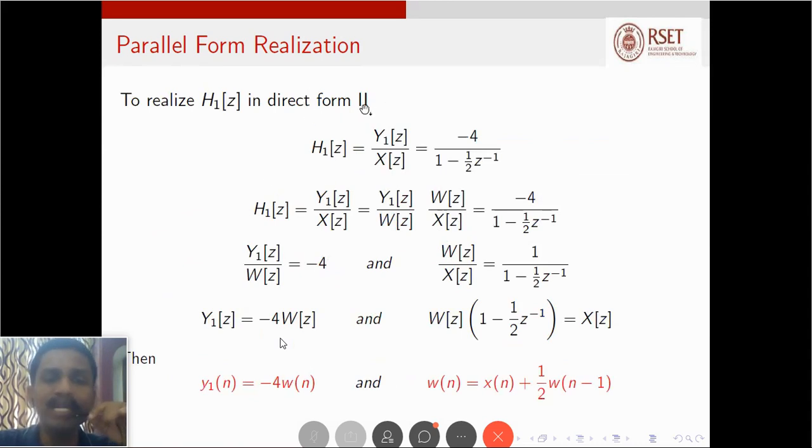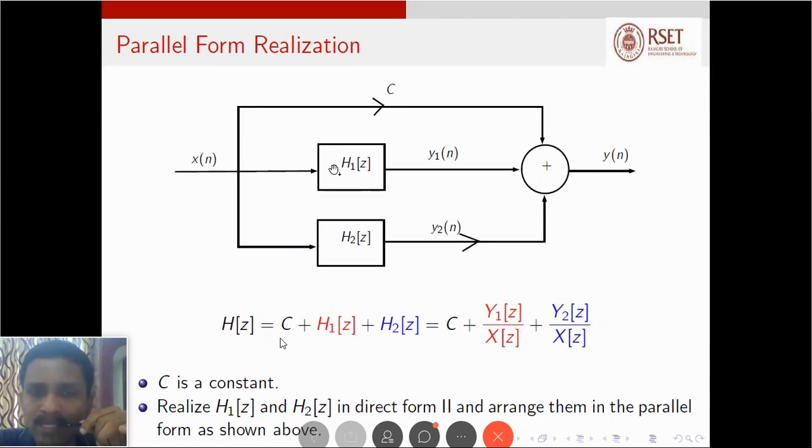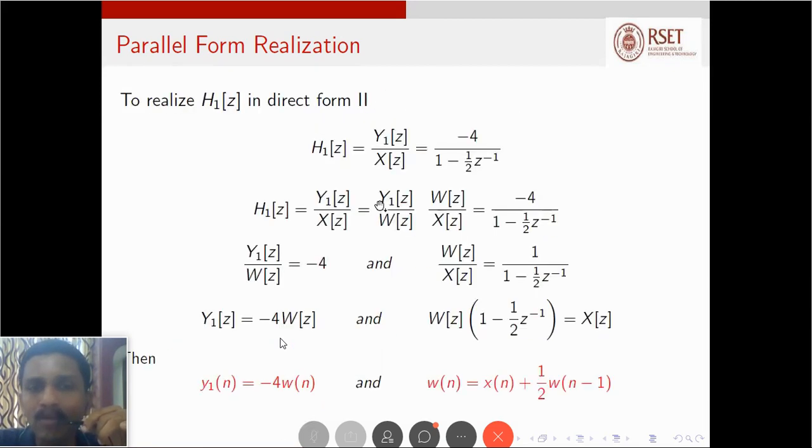Now realize H1 of Z in direct form 2. So H1 of Z is equal to Y1 of Z by X of Z, which is equal to minus 4 divided by 1 minus 1 by 2 Z inverse. Now, in order to obtain the direct form 2 realization, you need to split the transfer function like this: Y1 of Z by X of Z, which is equal to Y1 of Z by W of Z into W of Z by X of Z, which is equal to minus 4 divided by 1 minus 1 by 2 Z inverse.